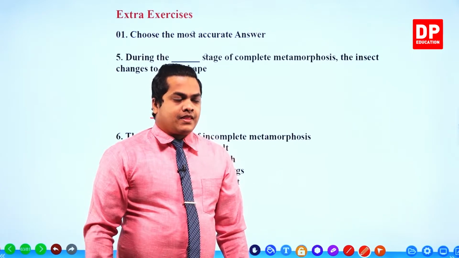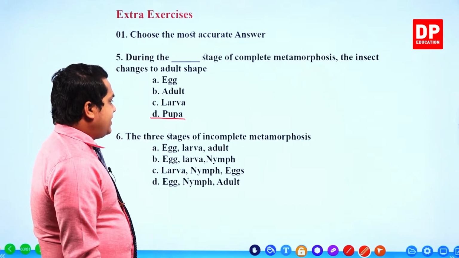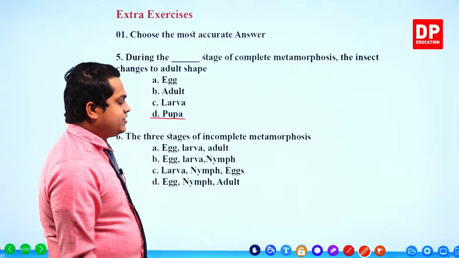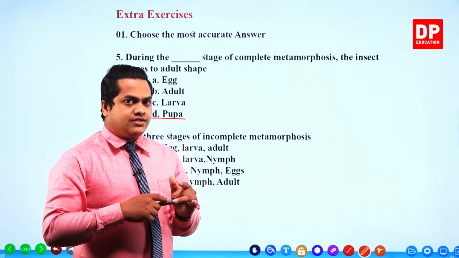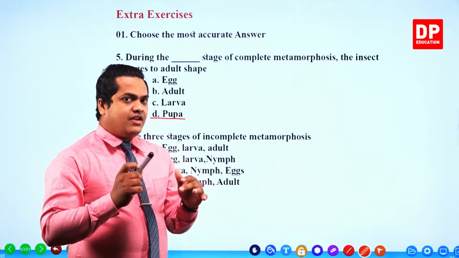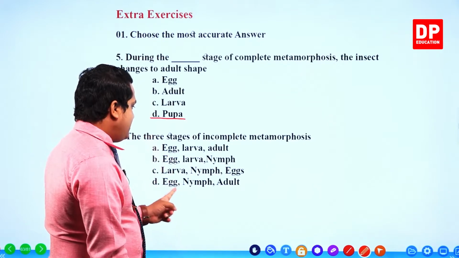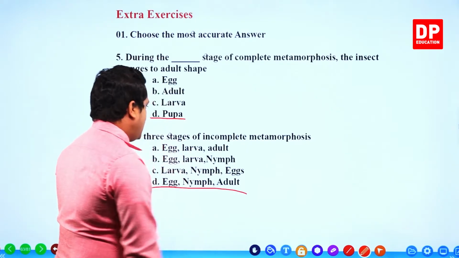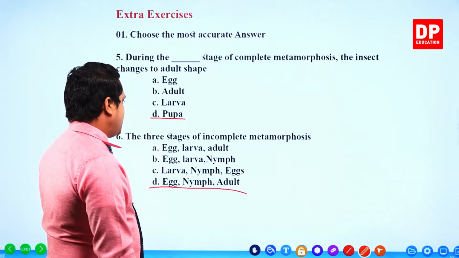Okay. Next one. Three stages of incomplete metamorphosis. Really simple, my dear children. What are the three stages? Eggs, nymph, and the adult. So, egg, nymph, and the adult. This is our answer.